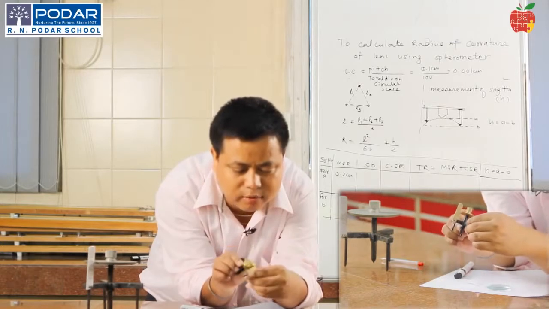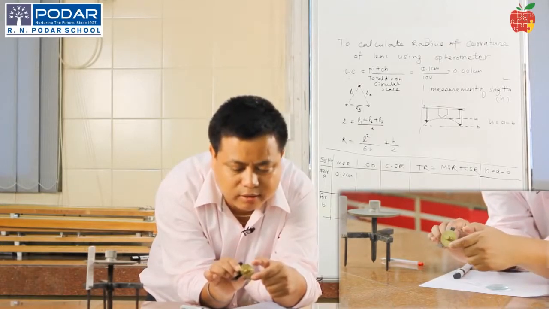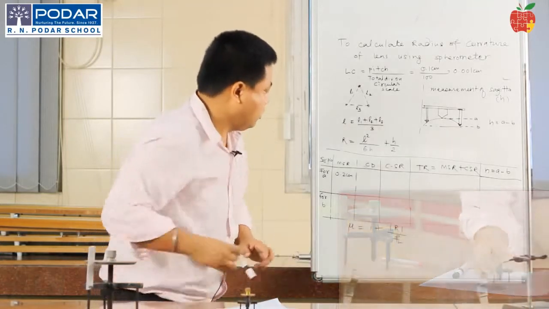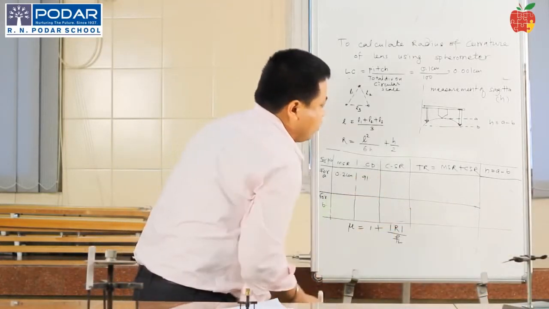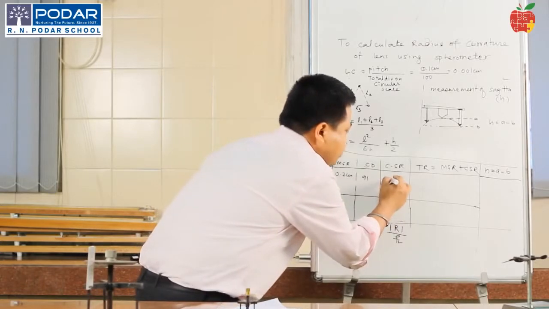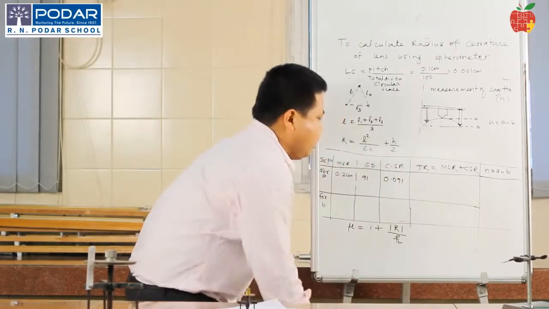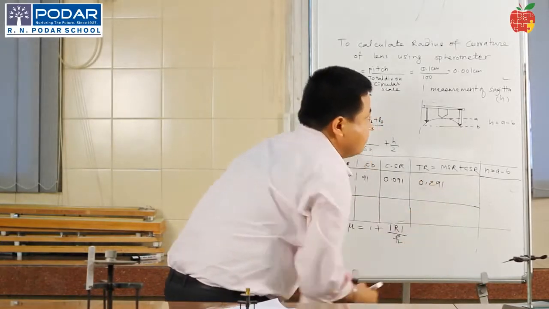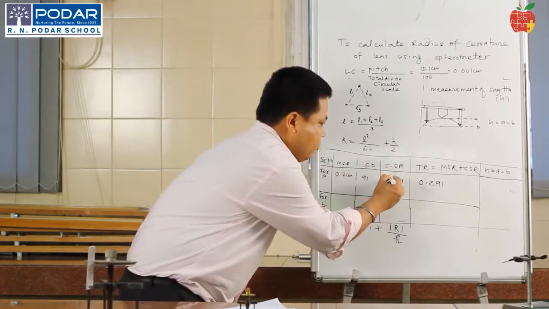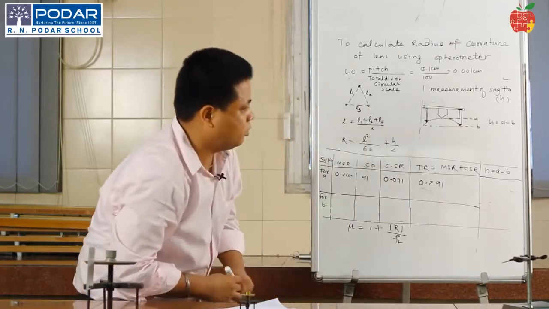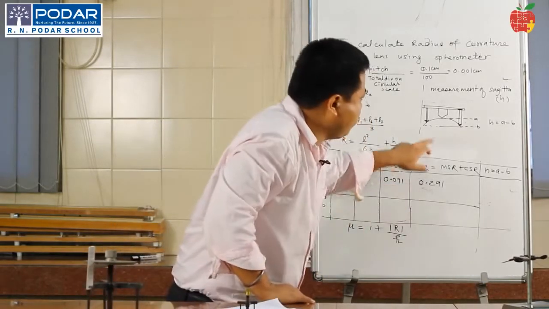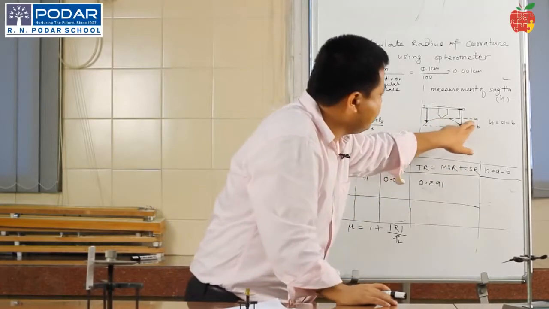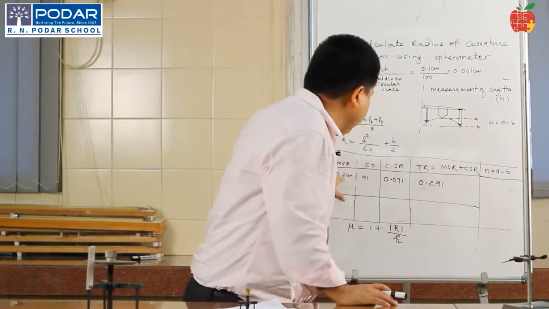And what is the coinciding division on the circular scale? That is 91. So the coinciding division is 91, my least count gives 0.091, and then the total reading is 0.291. This reading is taken when the center leg touches the top of the lens. So this reading is called my A reading.